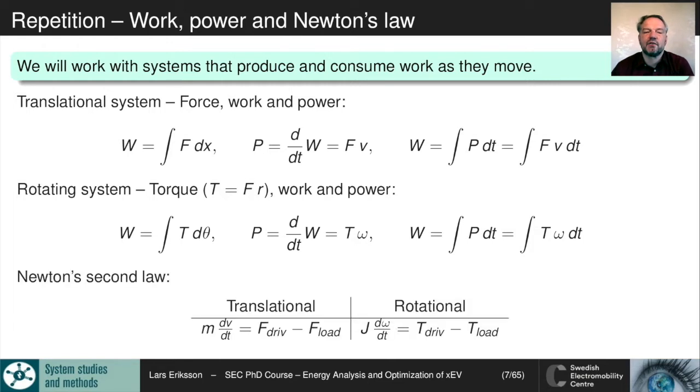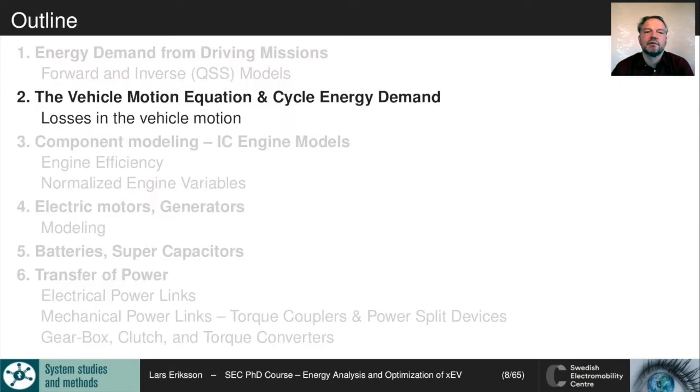We have Newton's second law for translational systems. There is the force imbalance that gives rise to an acceleration or deceleration. And in a rotational system, a torque imbalance gives rise to an angular acceleration or deceleration. And we have the mass here, and we have the inertia of the rotational system there. This is the physical foundation for the models that gives us mathematics that we can work with when we do the analysis later. We will now look at the vehicle motion equation and start looking at the cycle energy demand.